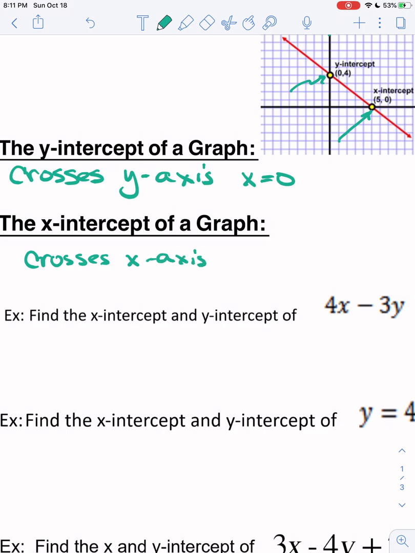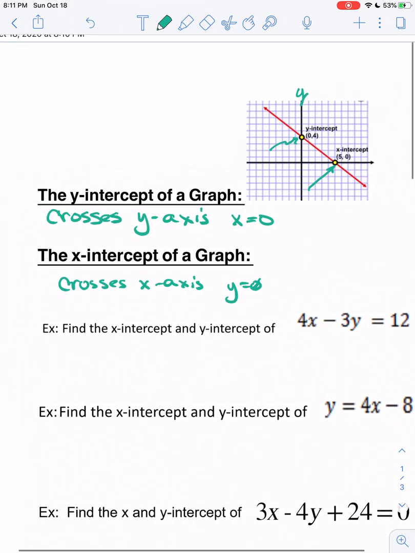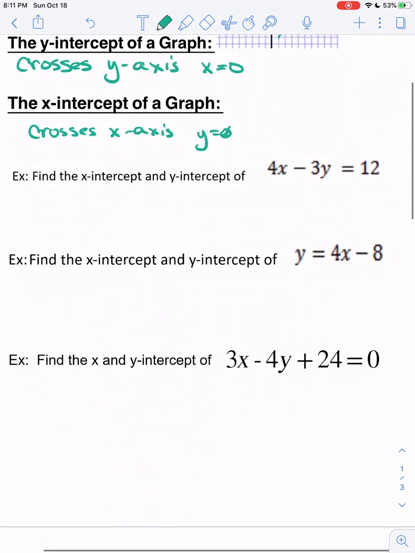And to find that, you're going to set your y equal to 0. You could see you're going to go over 5 in this case and up 0. So let's practice. First, given the equation, 4x minus 3y equals 12, what are the x and y intercepts?